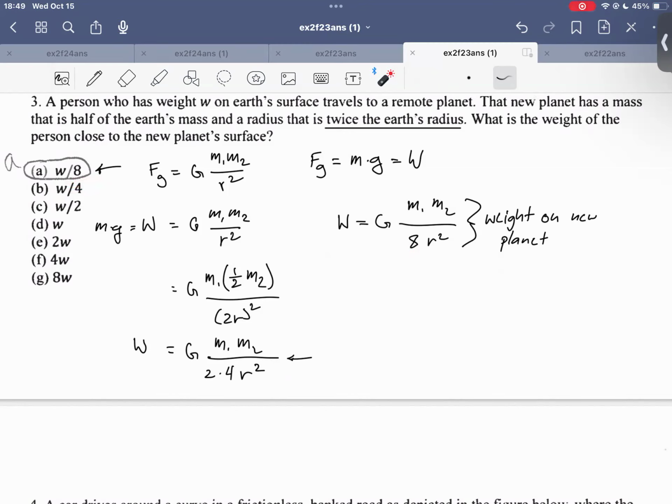Don't make the mistake of moving the 8 to this side and then ending up with 8. Know that the math that was done here, these were the adjustments that were made to make this the weight on the new planet. And so it's divided by 8.